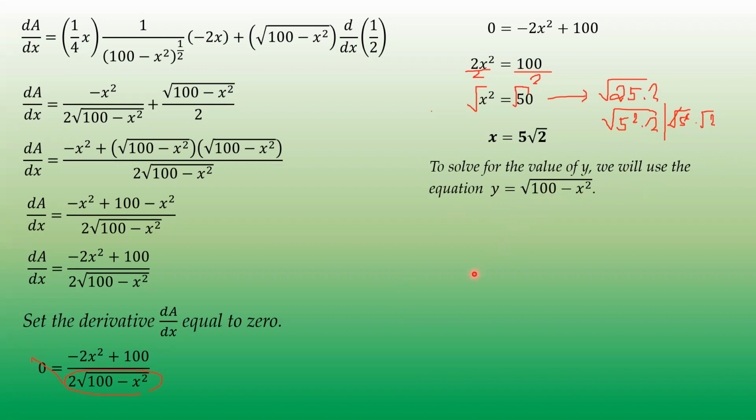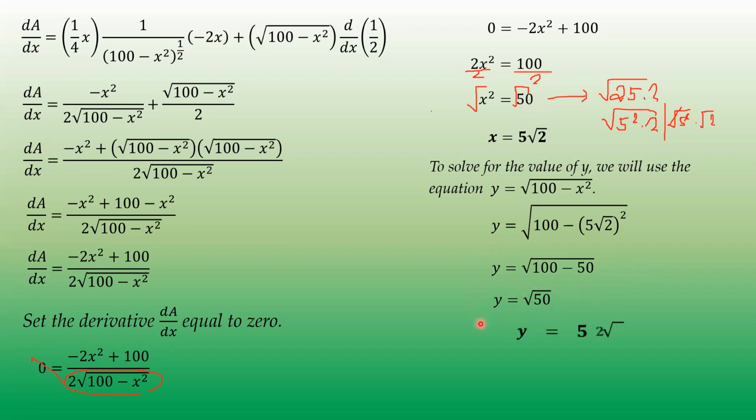So gamitin natin yan. Kaya y will become square root of 100 minus, ang x ay 5 square root of 2. So yun ay naka-squared. 5 squared ay 25. Square root of 2 squared is 2. Kaya meron tayong 25 times 2. So meron tayong 50. So 100 minus 50 yan. Equal pa rin sa 50. Kamukha no isa kanina. Kaya ang y ay equal sa 5 square root of 2.